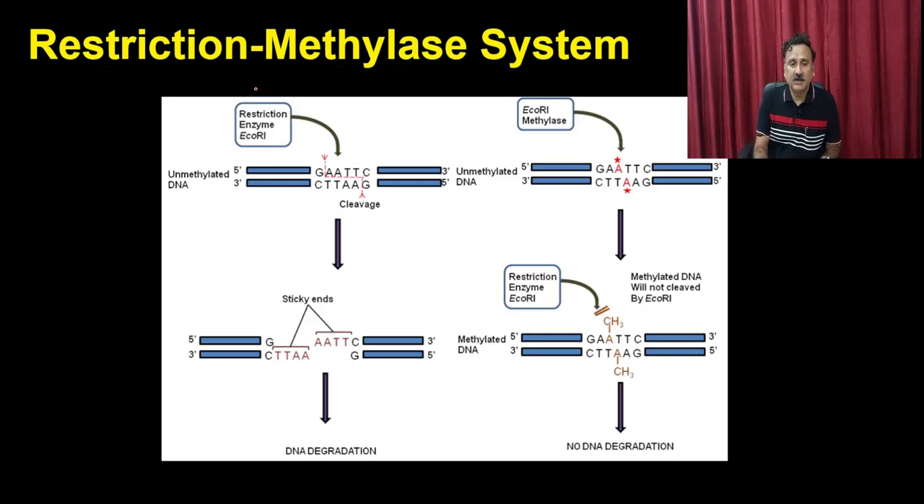So, this is what is shown here, right? Suppose you are talking about a restriction enzyme called EcoRI. EcoRI has a recognition site, GAATTC, and it cuts after the G, which means it is going to cut here, okay? So, when you treat unmethylated DNA, it is going to cut wherever its recognition site is, and as a result it is going to cleave and destroy the DNA. So, this DNA is going to be degraded.